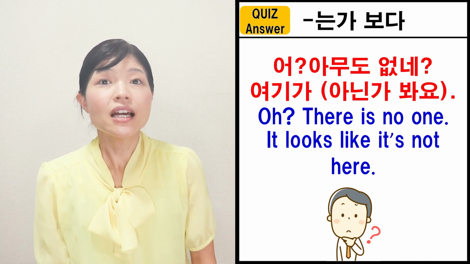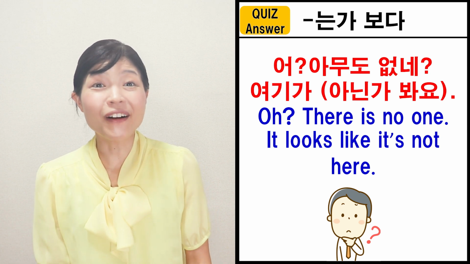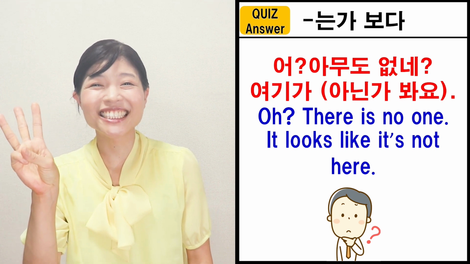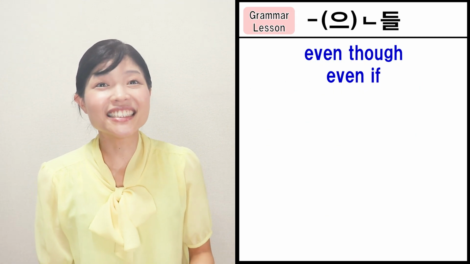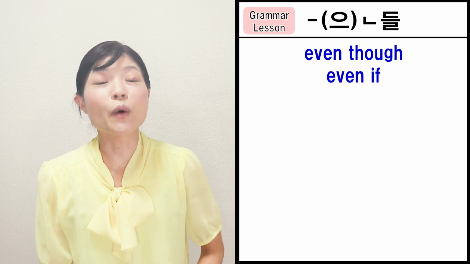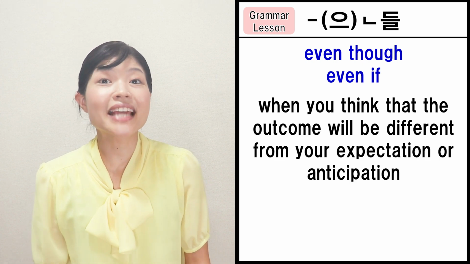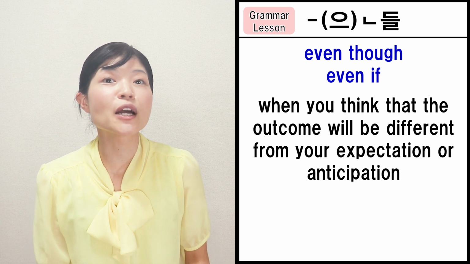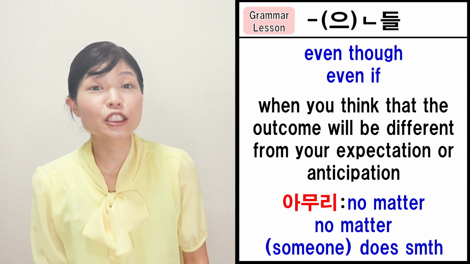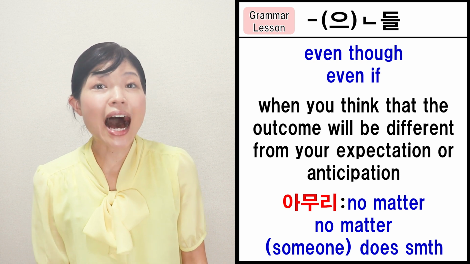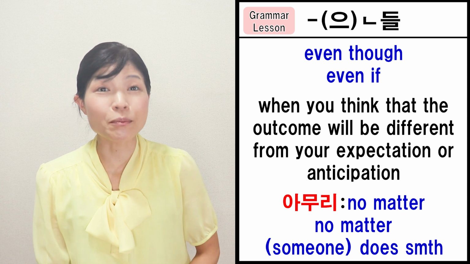아무도 없네? 여기가 아닌가 봐요. Please read this part at least 3 times. The last, but not least, I will teach you 은들, even though or even if. You use this expression when you think that the outcome will be different from your expectation or anticipation. Korean people use this expression along with 아무리, no matter, as in no matter someone does something.